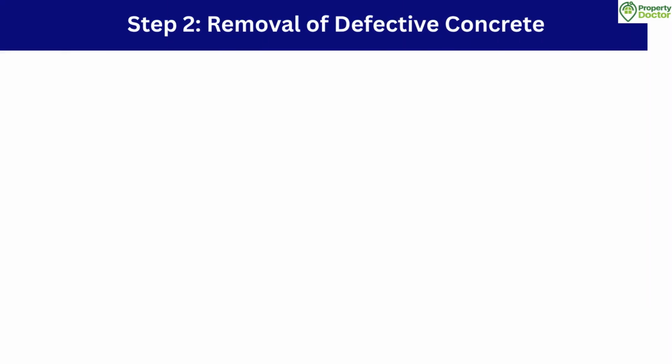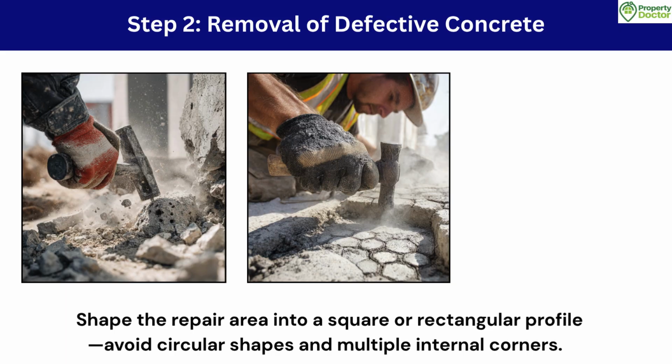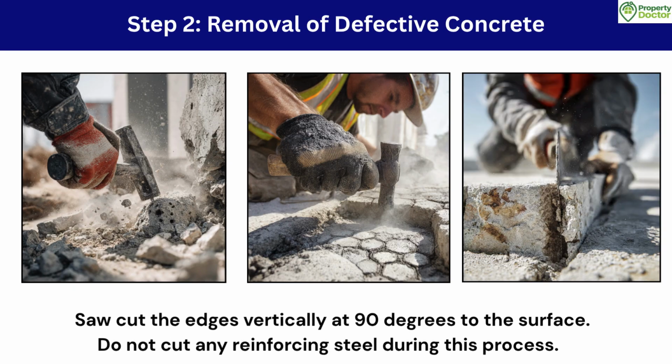Step 2. Removal of defective concrete. Chip off all loose, weak, or poorly consolidated concrete and aggregates from the affected area. Shape the repair area into a square or rectangular profile, avoid circular shapes and multiple internal corners. Saw cut the edges vertically at 90 degrees to the surface. Do not cut any reinforcing steel during this process.